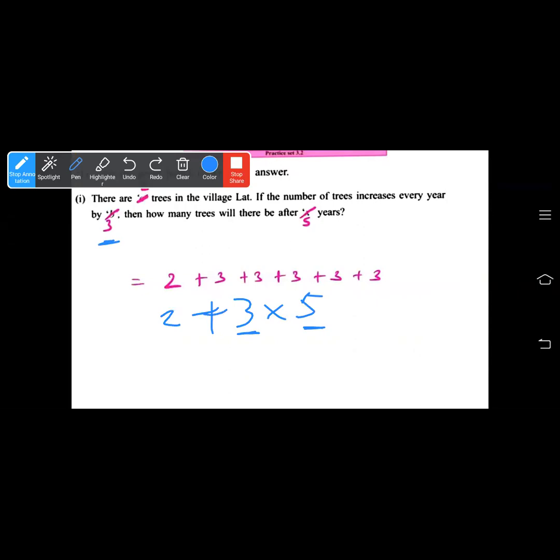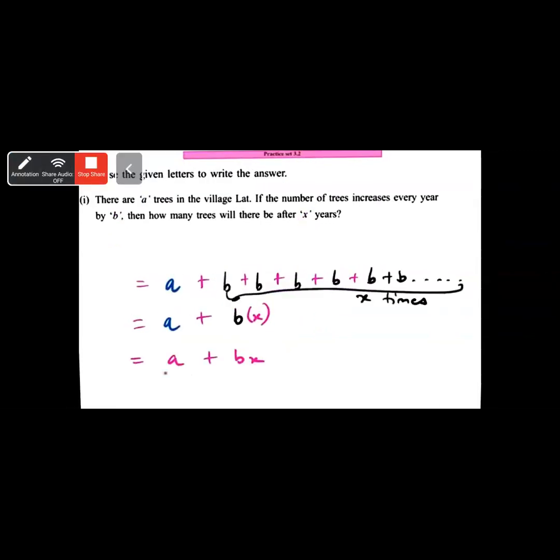The same way, in place of 2, you can write A. In place of 3, you can write B. In place of 5, you can write X. You can either write multiplication sign or else you can write directly also. So the answer will be A plus Bx. So 2 plus 3 multiplied by 5 you can write, and this way you can write down A plus B into X times. That means A plus Bx.